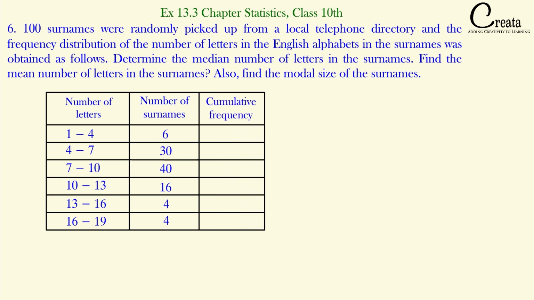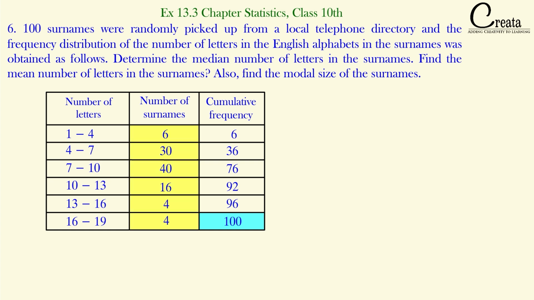We will add one more column of cumulative frequency in which we will add the frequency up to that row. In the first row, our normal frequency 6 will come. In the second row, we will add these two frequencies, 6 plus 30, which is 36. In the third row, we add all three rows of frequency, 36 plus 40, which is 76. Here it will be 76 plus 16, which is 92. Here 92 plus 4, which is 96. Further 96 plus 4, it is 100. We got the last value of the cumulative frequency as 100, which is the addition of all these frequencies.